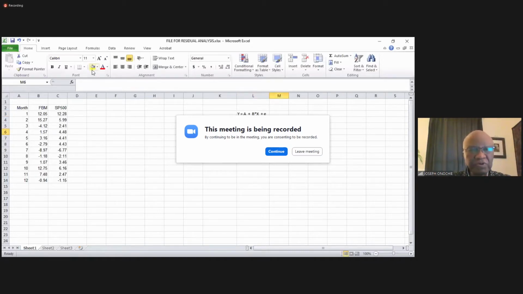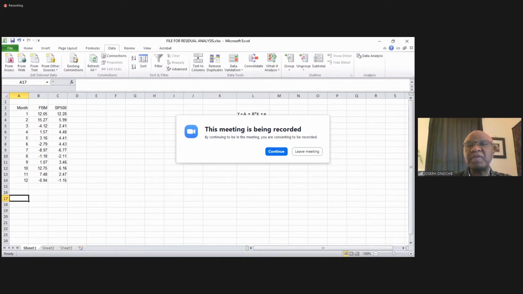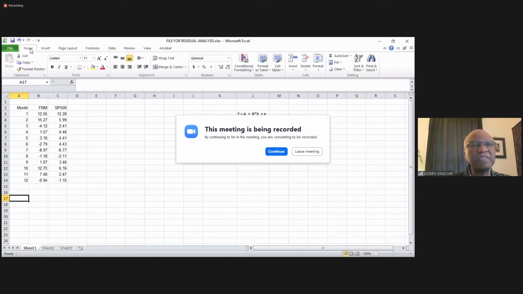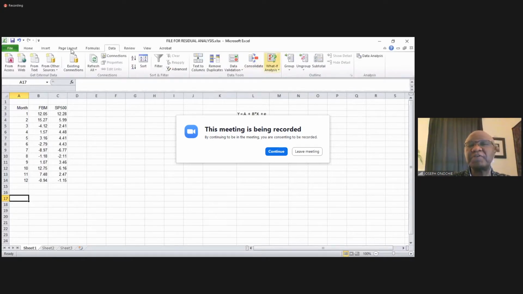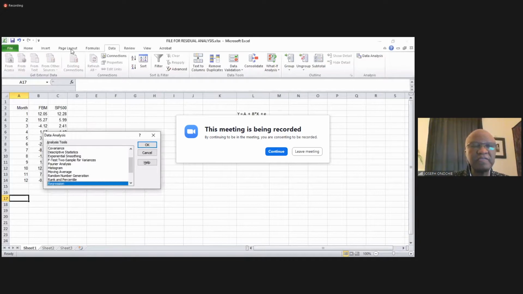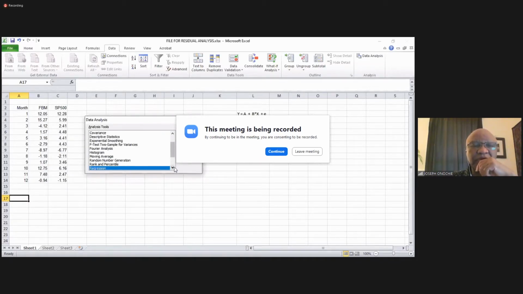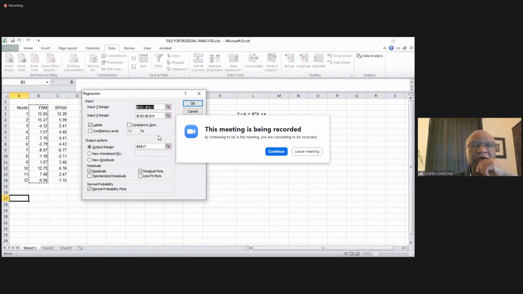So I want to run a quick OLS equation, just like everybody here coming from ECO 4000 can do. I click on Data, and go to the extreme right-hand side, where you see Data Analysis. I click on Data Analysis and bring up the drop-down menu, and I'm looking for Regression, because that's what I want to do.